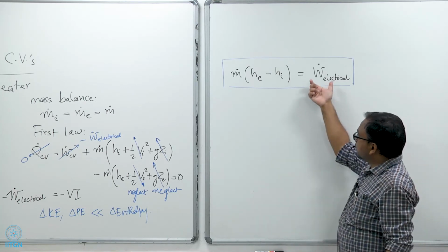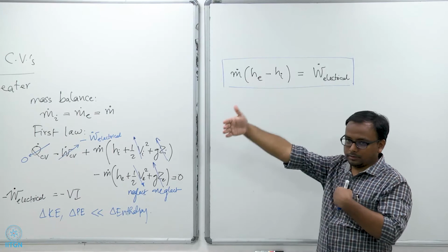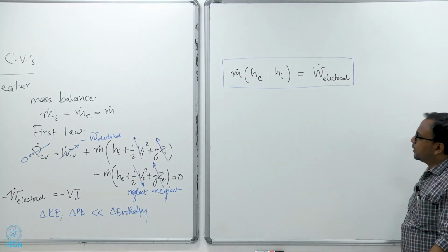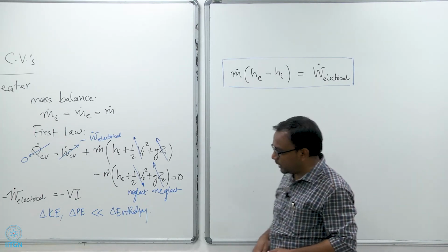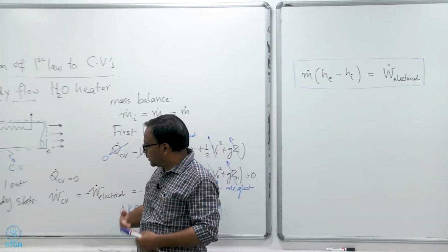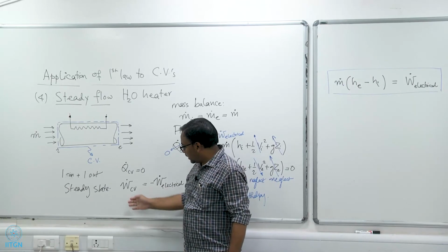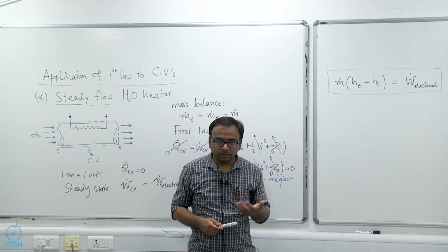The work you put in is simply the enthalpy difference between the water going out and the water that is flowing in. So, that is very simple, and also please keep in mind all the assumptions. The assumptions are a steady state, steady flow device with one inlet and one outlet, and we have assumed that there is no heat transfer with the surroundings. So, all these things you have to keep in mind.